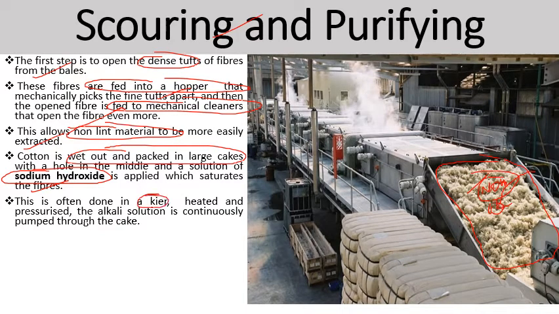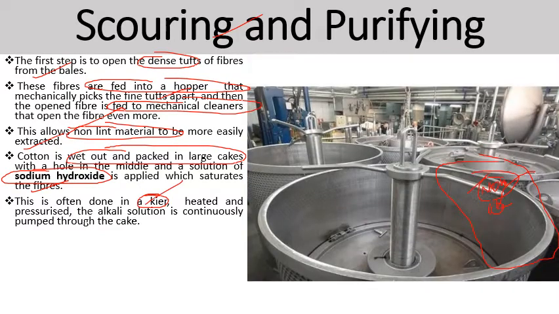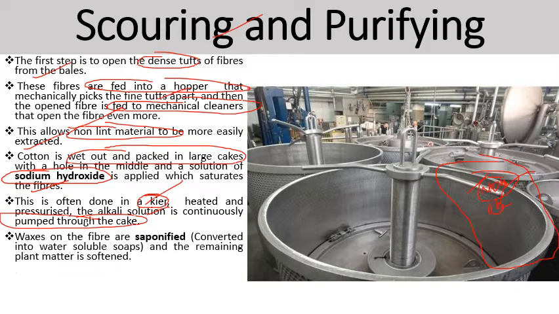एक मशीन है जिसे keer कहा जाता है. This one is heated and pressurized. The alkali solution is continuously pumped through the cake. और ये जो alkaline solution है ये continuously provide किया जाता है through this cake of cotton. Waxes on the fibers are saponified, converted into water-soluble soaps, and then the remaining plant material gets softened so that we can remove these impurities from cotton.